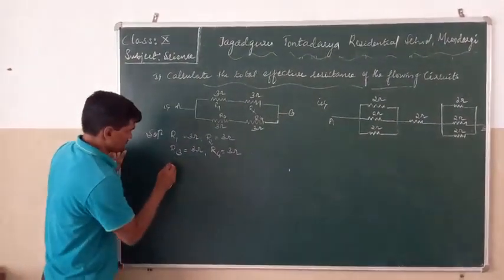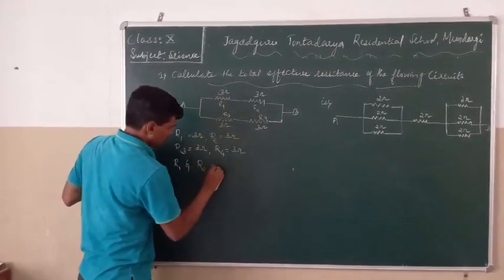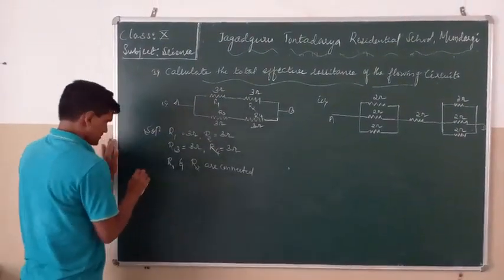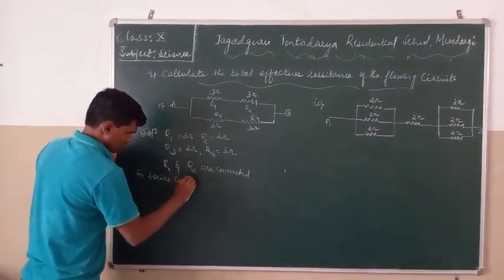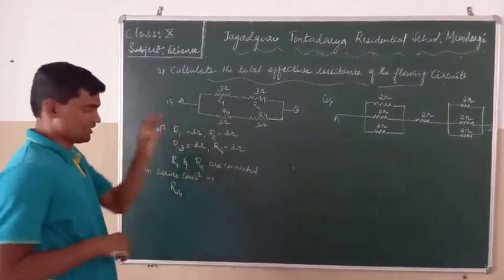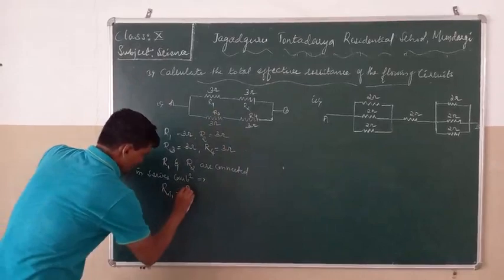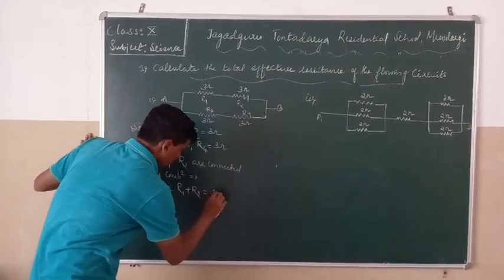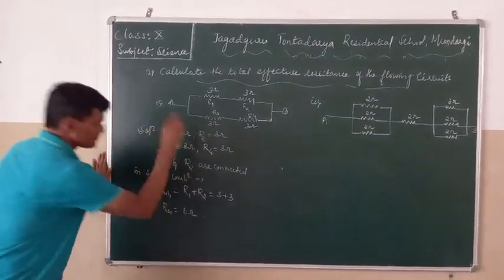I mean to say, first one, R1 and R2 are connected in series combination. Rs1, I already said it, Rs is the sum of resistances in series, that is R1 plus R2. So R1 is 3 ohm plus 3 ohm. Therefore, Rs1 equals 6 ohm.